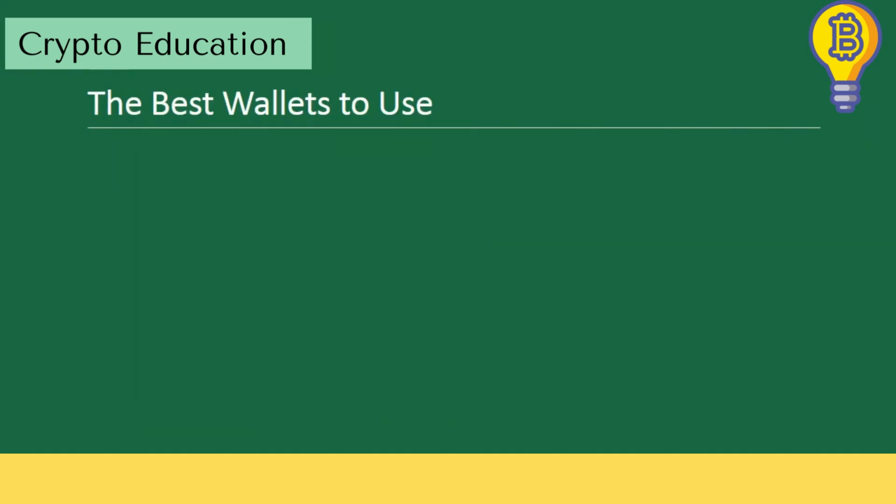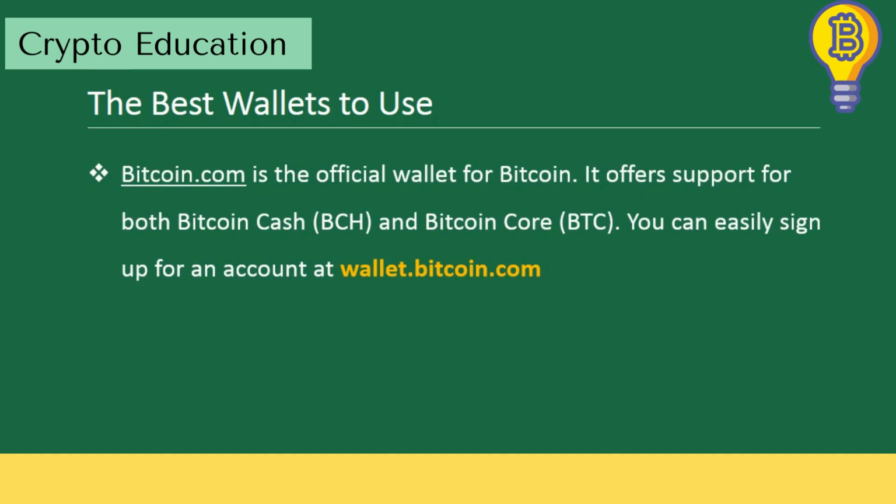Okay, here are the best wallets you can use. Bitcoin.com is the official wallet for Bitcoin. It offers support for both Bitcoin Cash, BCH, and Bitcoin Core, BTC. You can easily sign up for an account at wallet.bitcoin.com.